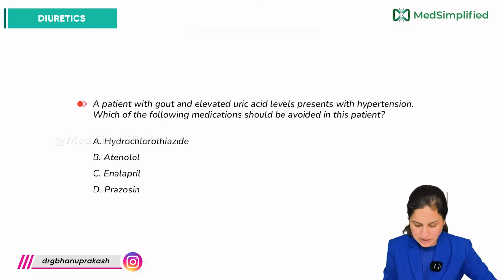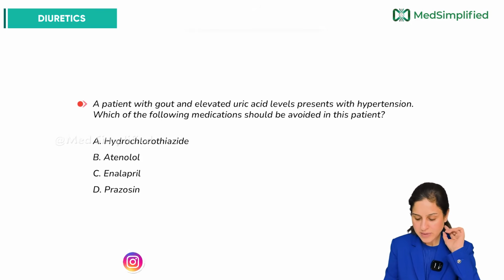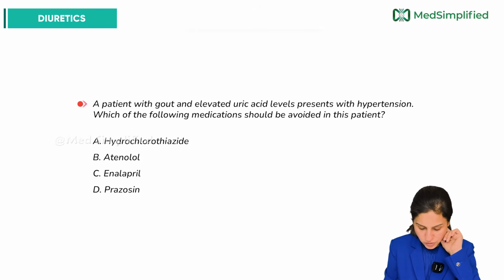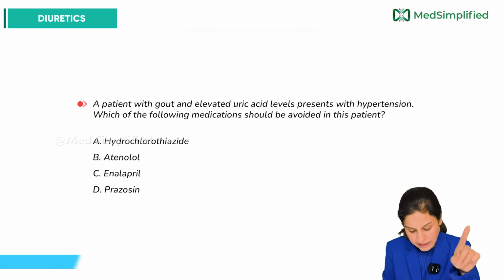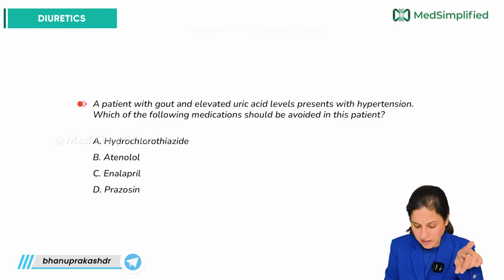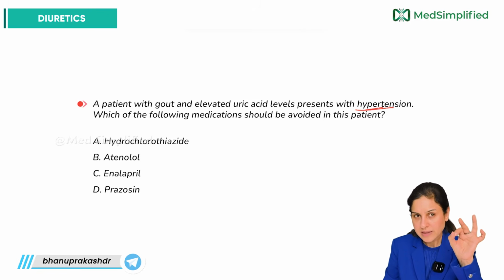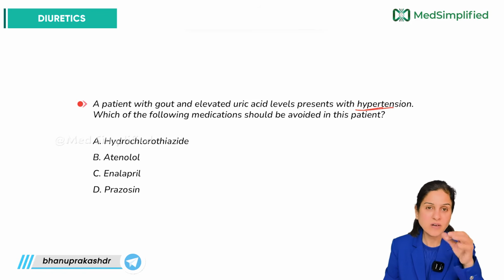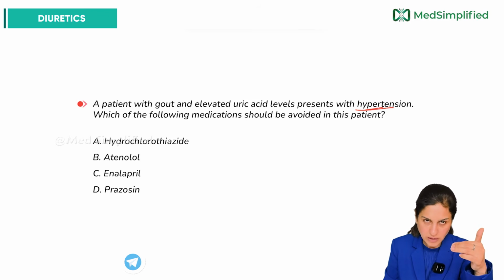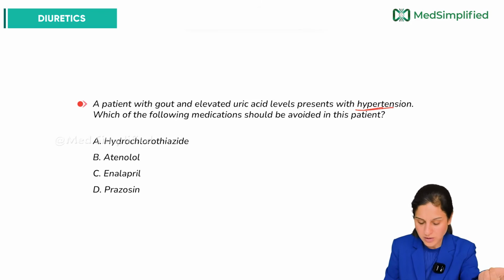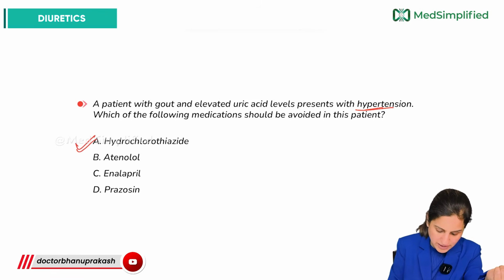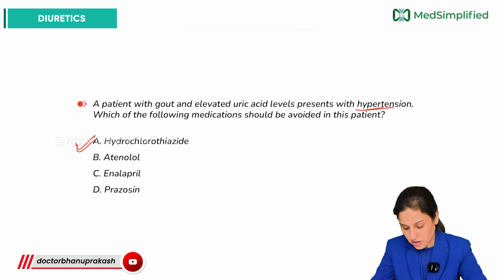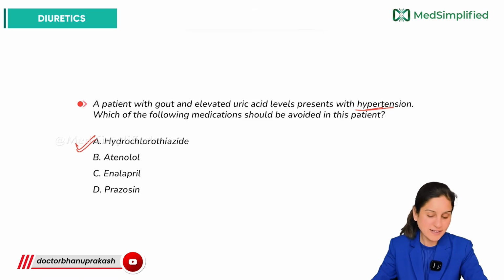So a patient with gout and elevated uric acid levels presents with hypertension also. Which of the following medications should be avoided in the patient? So there is hypertension, yes, but there is increase in the uric acid level. So definitely any drug which will further cause a retention of the uric acid in the body should not be given. Thiazides and loop diuretics cause the retention. Therefore, hydrochlorothiazide is contraindicated, or it is not supposed to be used in this particular condition.